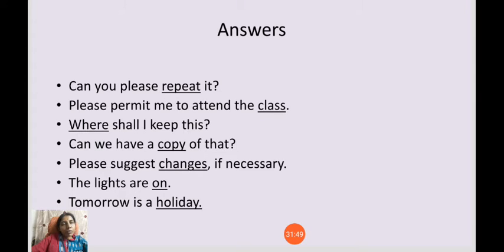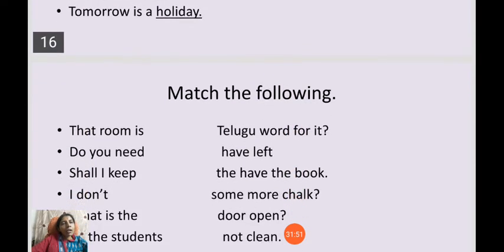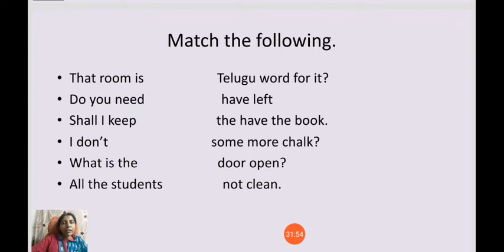Okay, now let's see. Match the following. This is an exercise for you. There are two columns, on the left side and the right side. So, match these two columns appropriately. The phrases in the first column are to be matched with the phrases in the second column appropriately. Now I'll give you 3 minutes time. Copy and match.